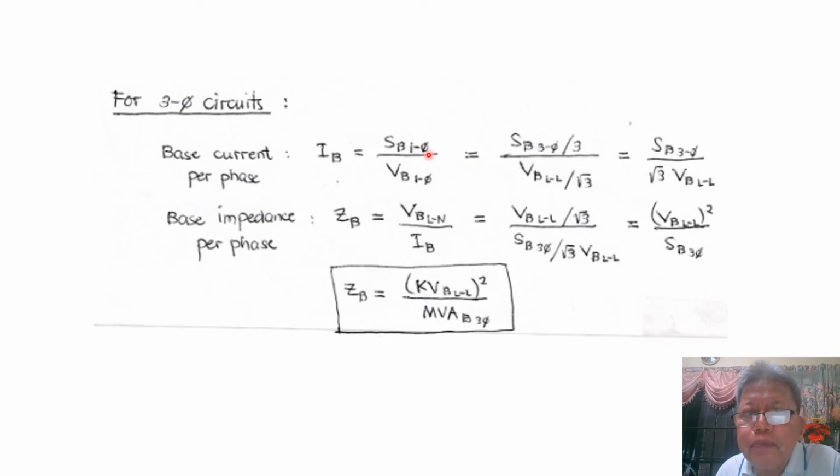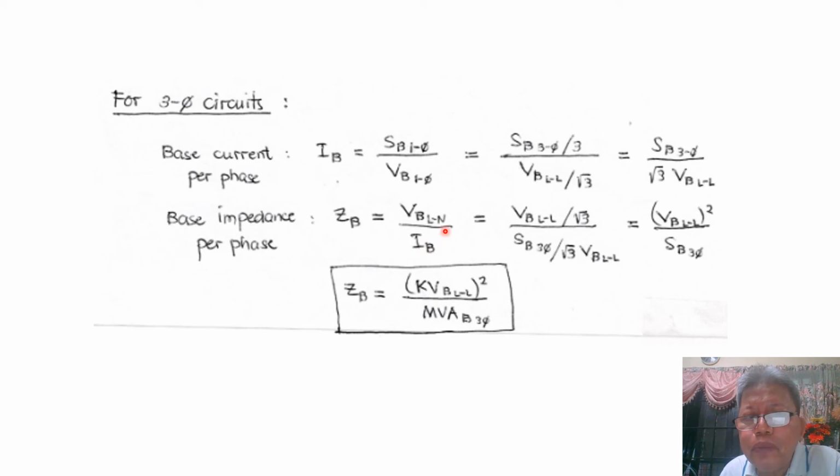So the apparent power per phase is just 1/3 of the three-phase apparent power, whereas the base voltage single phase is equal to the line-to-line base voltage divided by square root of 3. And simplifying, we just have S base three-phase divided by square root of 3 times the base voltage line to line. Now for the base impedance, Z base would just be equal to the base voltage line to neutral, so this is per phase, divided by the base current.